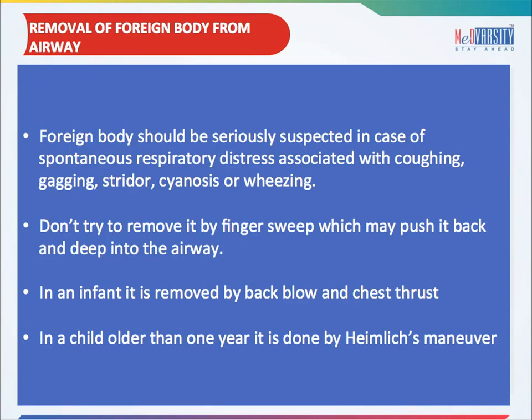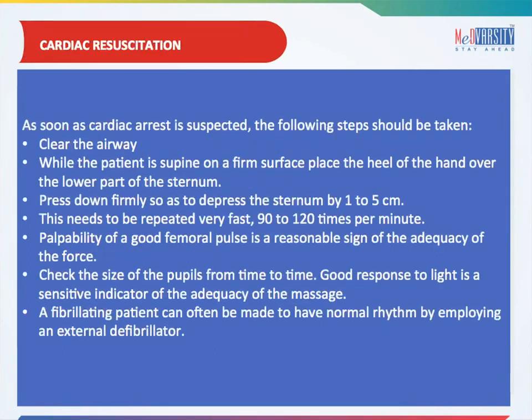Removal of foreign body from airway. Foreign body should be seriously suspected in case of spontaneous respiratory distress associated with coughing, gagging, stridor, cyanosis or wheezing. Don't try to remove it by finger sweep, which may push it back and deep into the airway. In an infant, it is removed by back blow and chest thrust. In a child older than 1 year, it is done by Heimlich's maneuver.